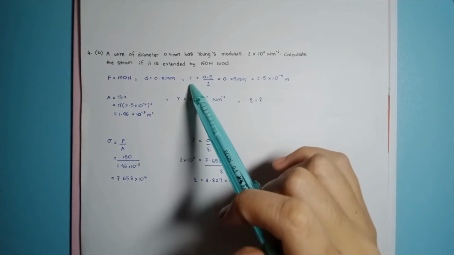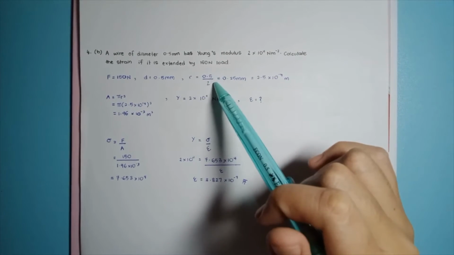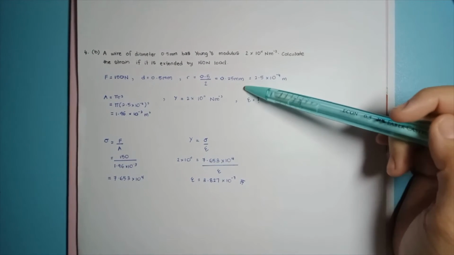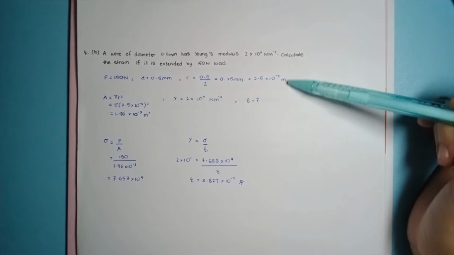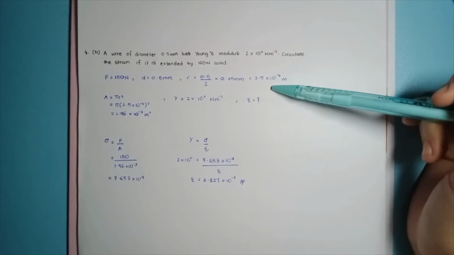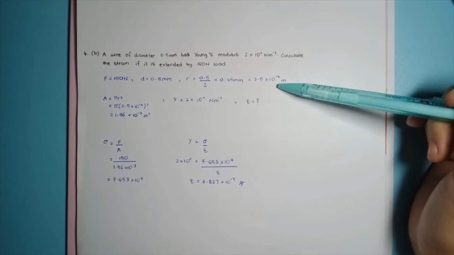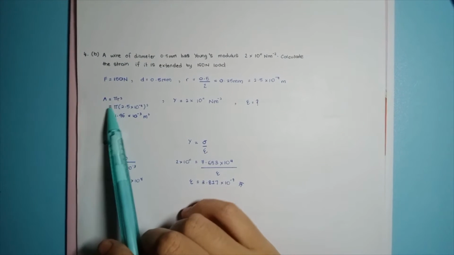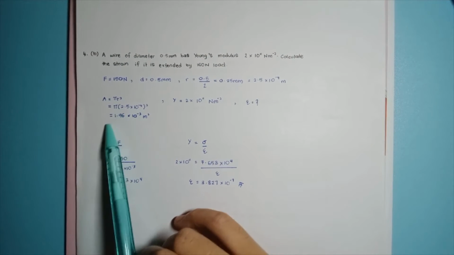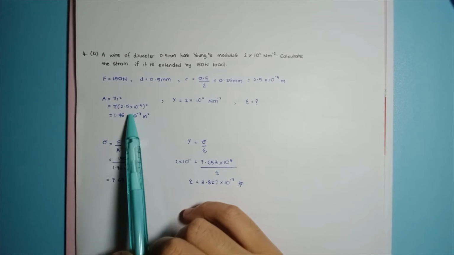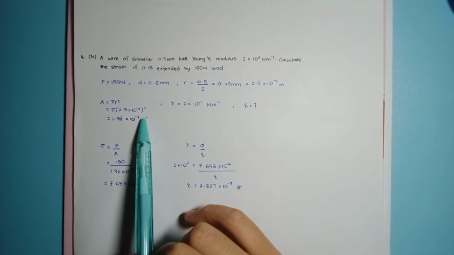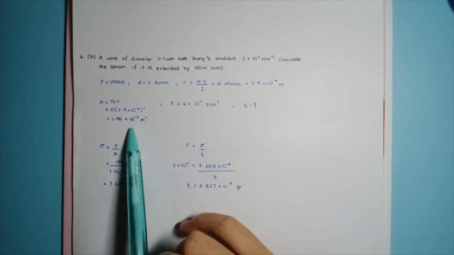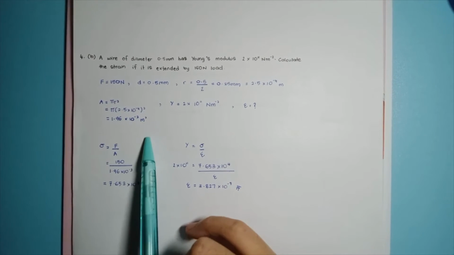Kita nak dapatkan R, kita bahagikan D dia 0.5 bahagi dengan 2, kita akan dapat 0.25 mm. Kita tukarkan nilai R dia kepada meter, kita akan dapat 2.5 times 10 kuasa negatif 4. Jadi untuk cari A, kita guna formula pi R square. Pi 2.5 times 10 kuasa negatif 4 square, kita akan dapat 1.96 times 10 kuasa negatif 3 meter square.